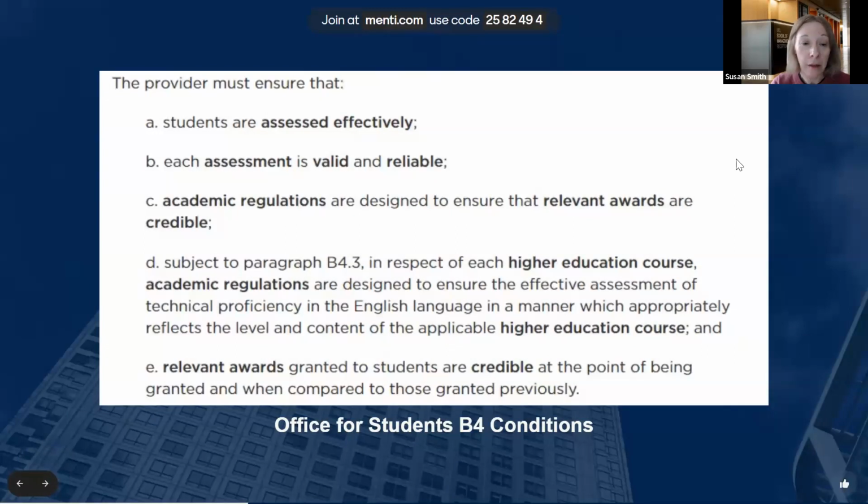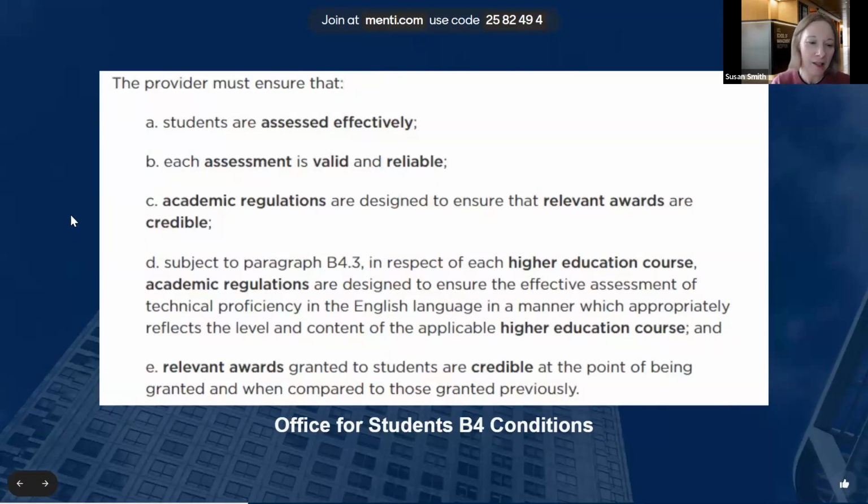The other thing that I think is relevant at this point is to highlight that under the Office for Students B conditions, assessments need to be valid and reliable, and relevant awards granted to students must be credible at the point of being granted and when compared to those granted previously.